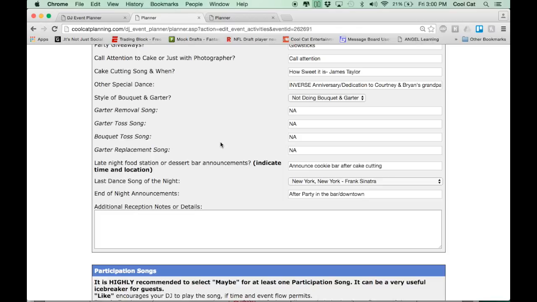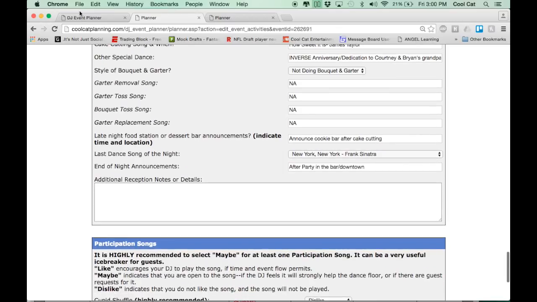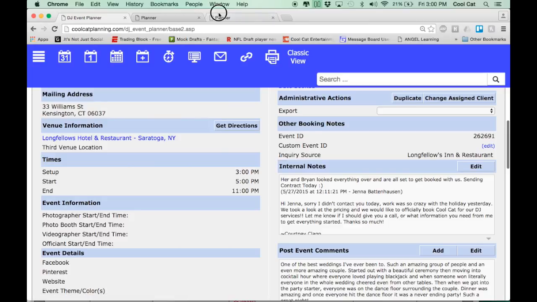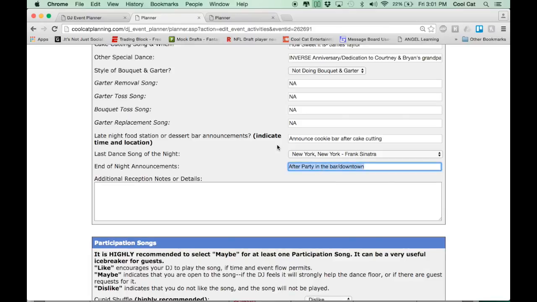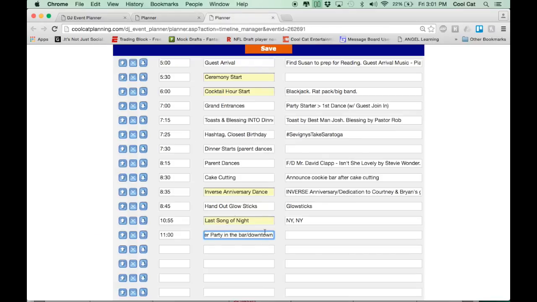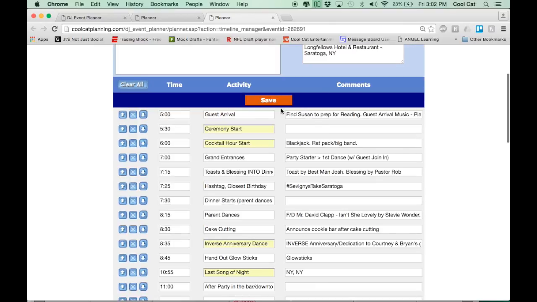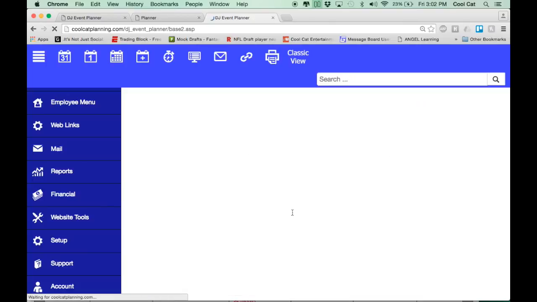And then this event ended at 11. So you probably want to put something like 10:55, last song of the night. In this case is New York, New York. And then 11 o'clock, you have your final announcements, which is there's an after party in the bar downtown. So you'll see just by looking through the form, you're able to piece together the timeline. And you go ahead and hit save, and that is that.